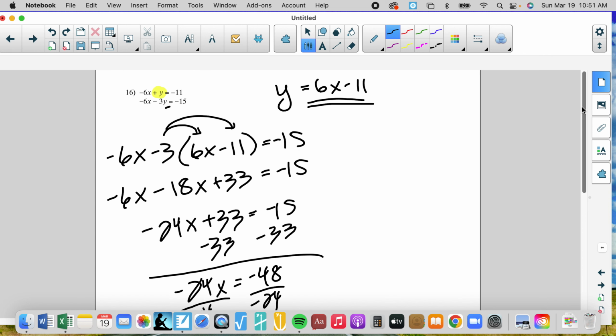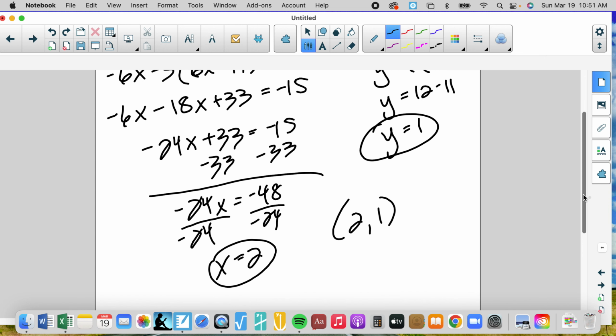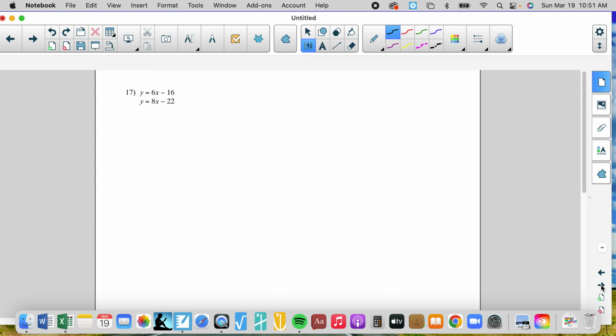Let's go back to this equation because it's set equal to y. We're looking for y, and we know that x equals 2, so y equals 12 minus 11, y equals 1. So my solution is 2, 1. Check it. 2 times negative 6 is negative 12, and 1 is negative 11. Negative 12 minus 3 is negative 15. That's how quickly we can do it. This is a good one.